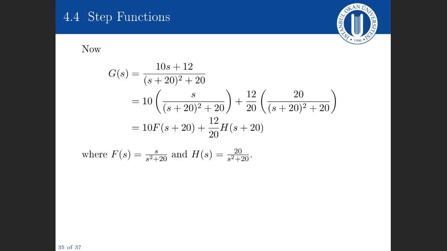If we define two new functions, if we define capital F as s over s squared plus 20, then we have F at s plus 20 just here. If I define capital H as 20 divided by s squared plus 20, then in the second bracket we have capital H of s plus 20.